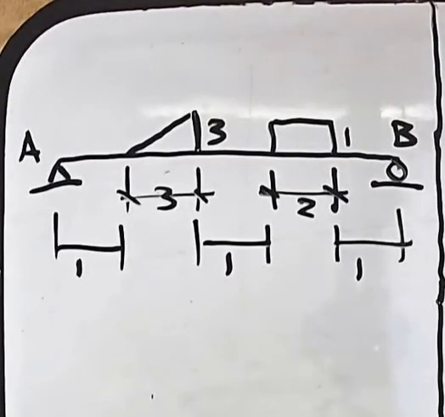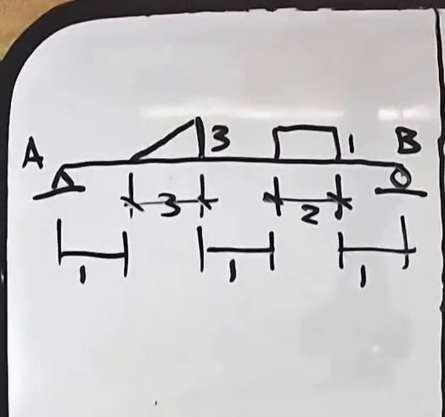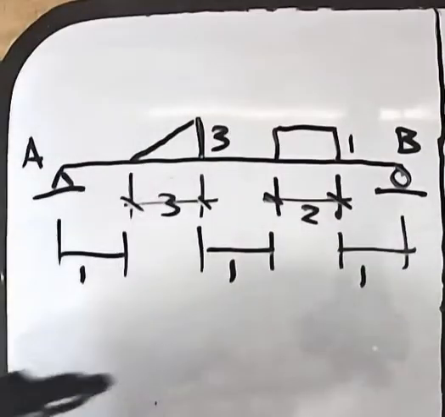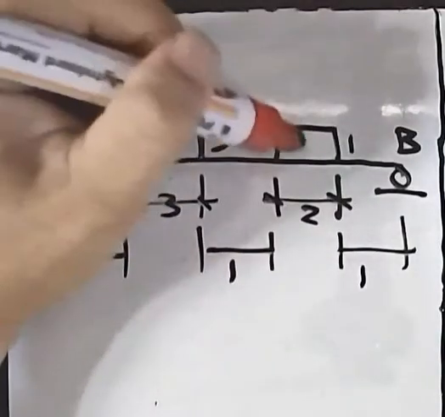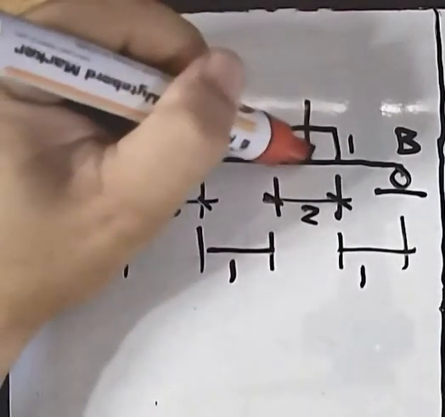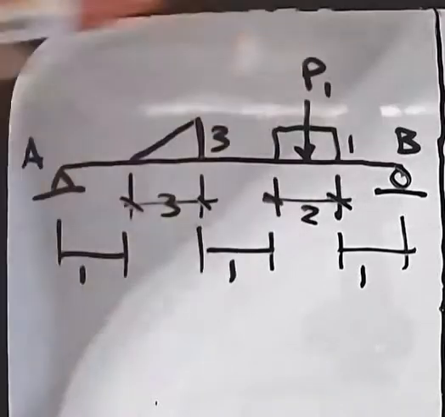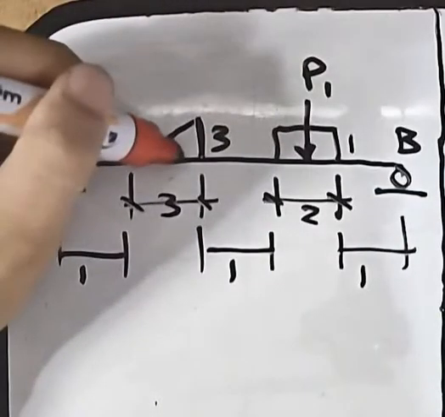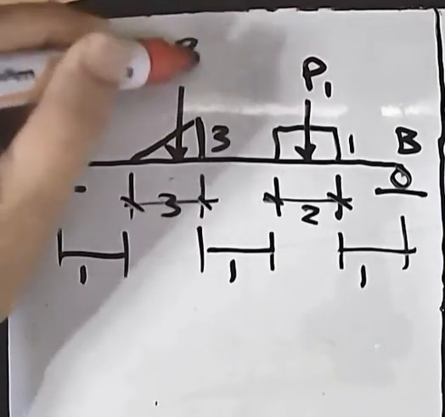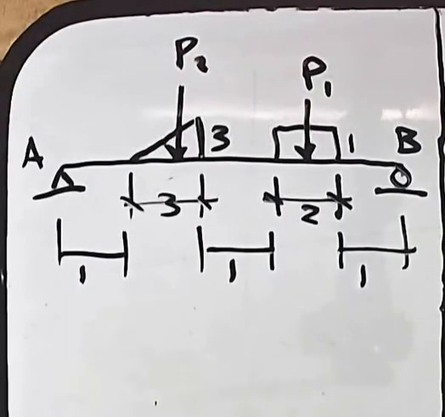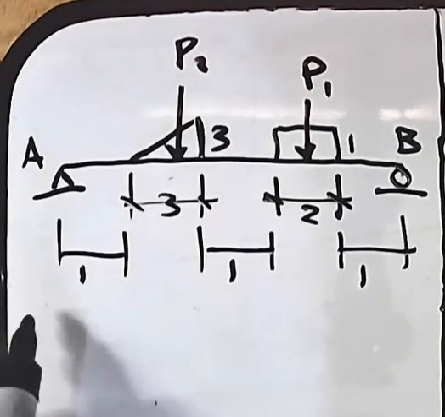Now, by superposition, we will convert them into concentrated loads. So let's say this uniform load is this one. Let's say this is P1. And then this triangular load, let's take this as P2. Okay? So, let's compute now.